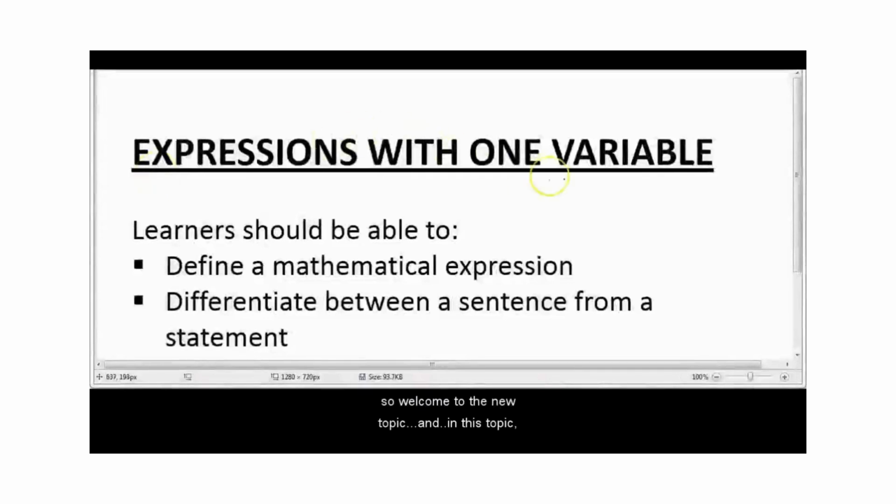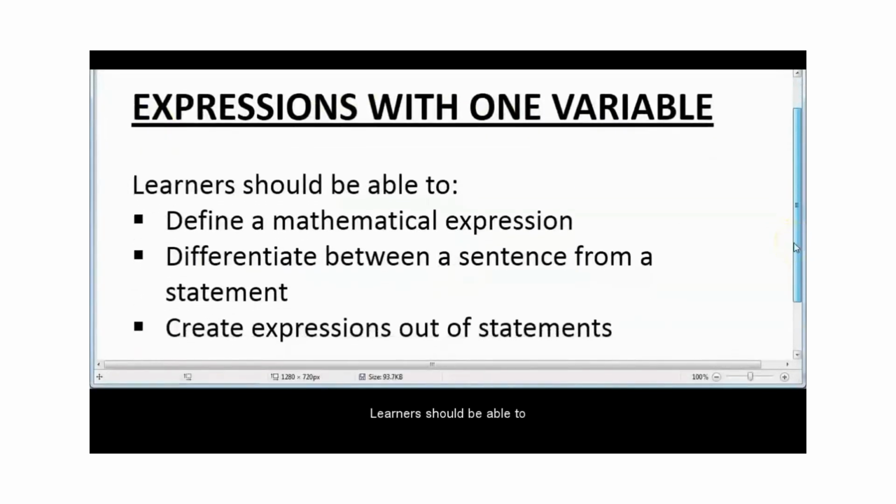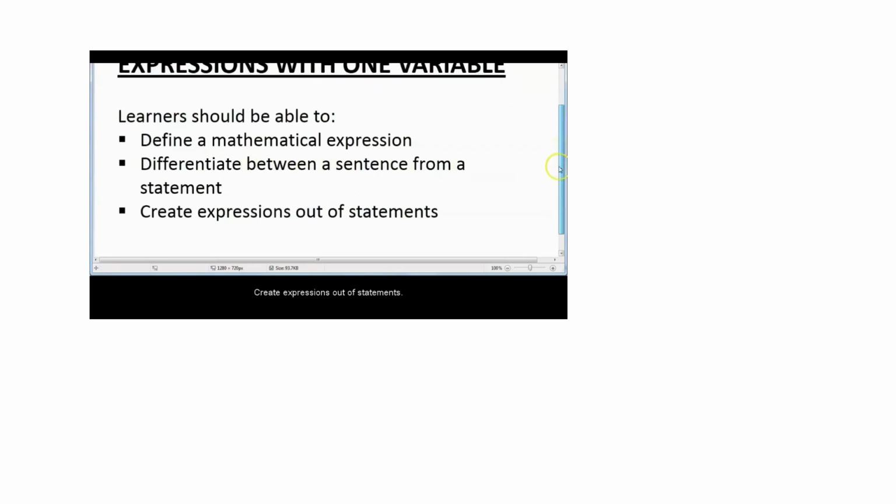Welcome to the new topic, and in this topic, expressions with one variable. Learners should be able to define a mathematical expression, and differentiate between a sentence and a statement. This suggests that this lesson will be more of grammar, because we are trying to derive mathematical expressions from word problems. So we need to expand our knowledge of English grammar, to create expressions out of statements.